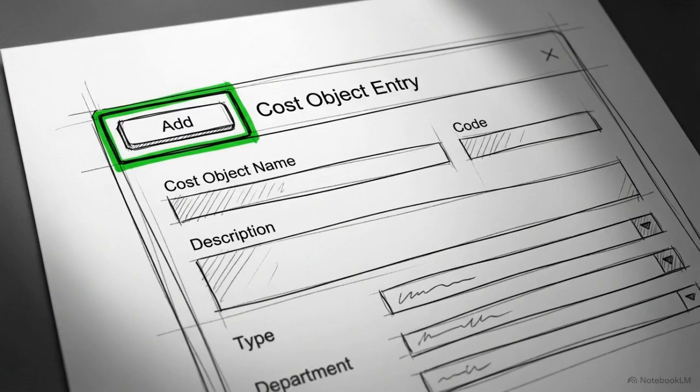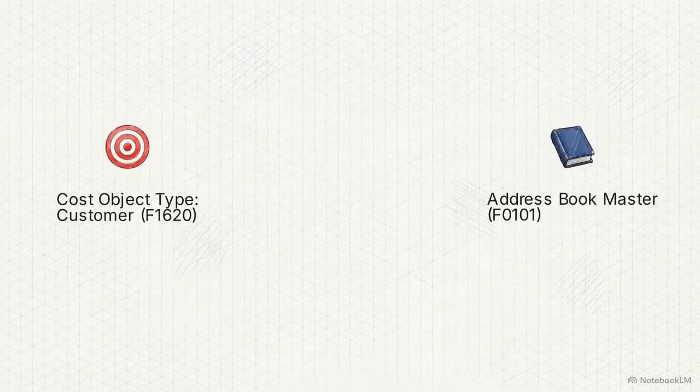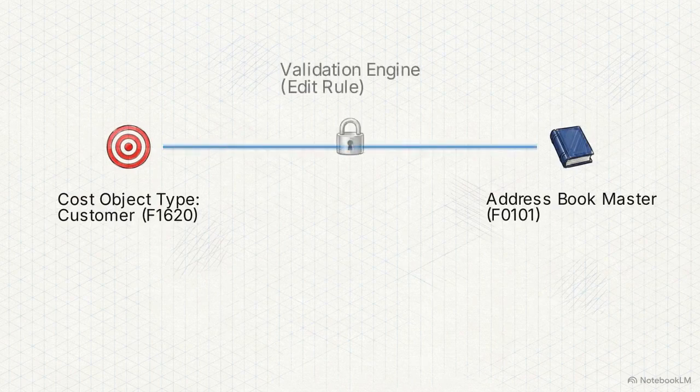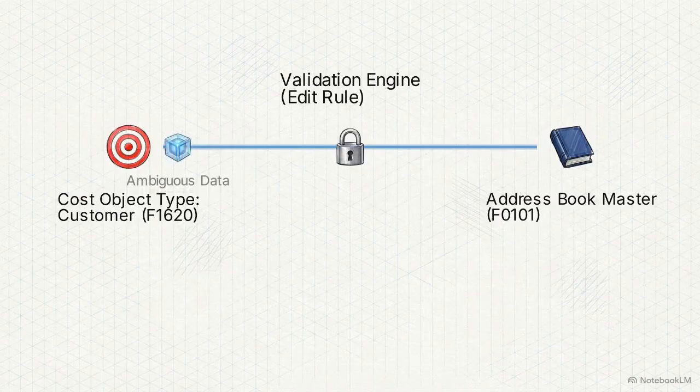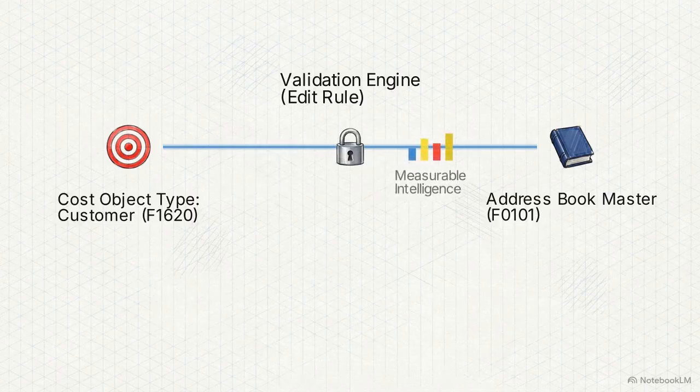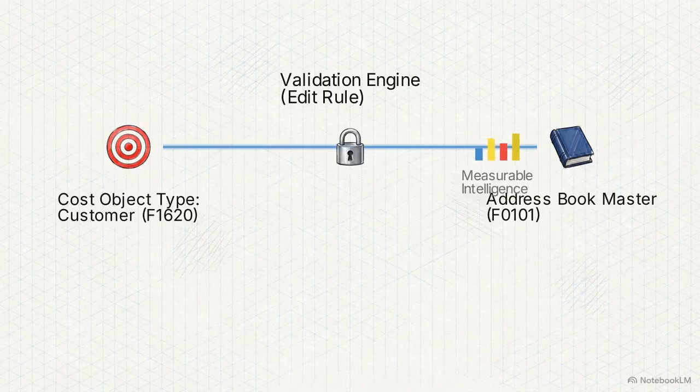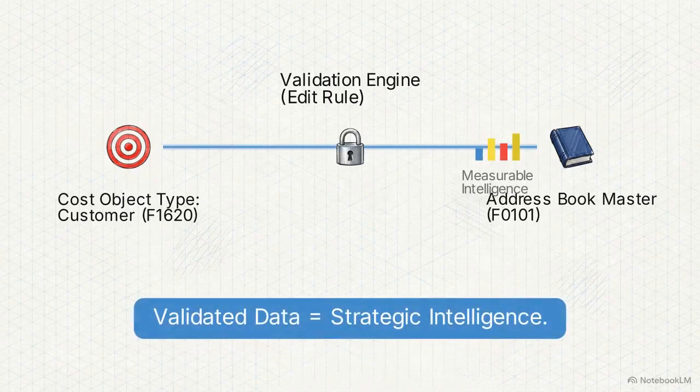To build one, navigate to the Cost Object Entry form and click Add to create a new cost object type. Every cost object type requires a corresponding edit rule. For example, if you create a customer cost object, you must link it to an edit rule that validates the entry against your address book master table. Defining precise cost object types translates ambiguous operational expenses into specific, measurable business intelligence.